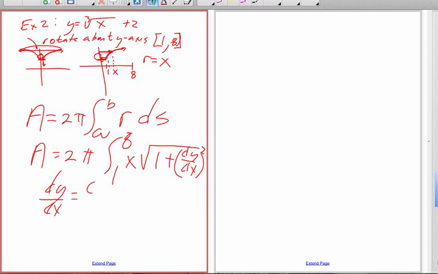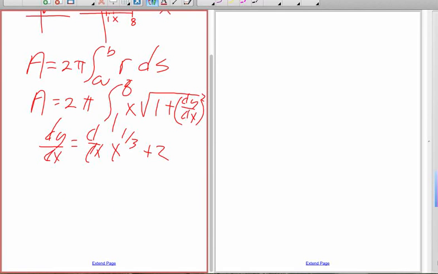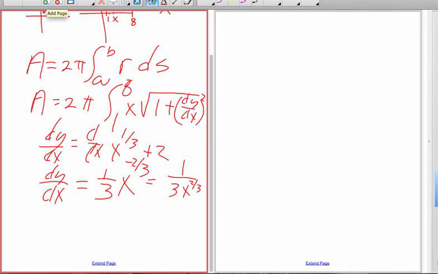So to do this, the first thing I need to do is find my dy/dx, which is going to equal the derivative of x to the 1/3 plus 2. To do the derivative, you multiply by the power, which gives me 1/3, and then I subtract 1, x to the negative 2/3. And the derivative of 2 is 0, which is going to be 1 over 3 x to the 2/3.